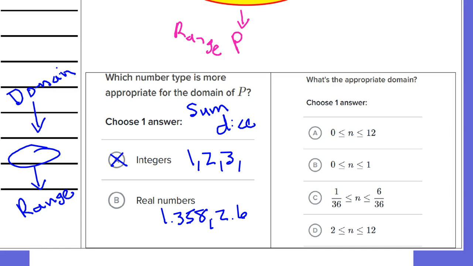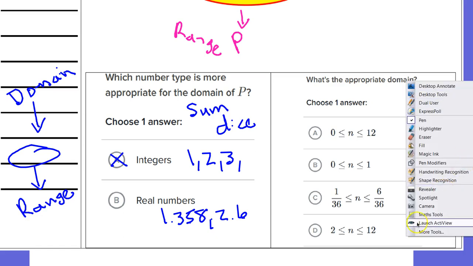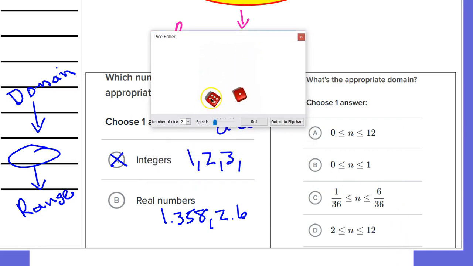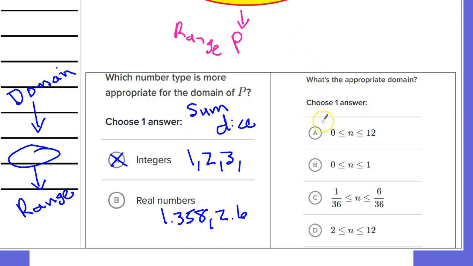Well, let's look. If I had both of the dice as a 1, so if this was a 1 and this was a 1, then the sum would be 2. So the smallest sum that you could get out of dice would be 2, and the most that they could get, if you added these together, would be 12, because that would be 6 plus 6. So the domain has to be more than 2, but less than 12.